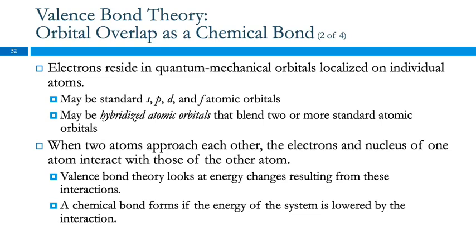So what happens when two atoms approach each other is that the electrons and nucleus of each atom are going to interact with those of the other. We've got repulsion between the nuclei and repulsion between the electrons, but then we have an attraction between the electrons of one and the nucleus of the other, right? And so a bond will form if a lowering of energy occurs. Valence bond theory is looking at energy changes that result from these interactions. If the interactions lower the energy, a bond forms. If they don't, a bond doesn't form.